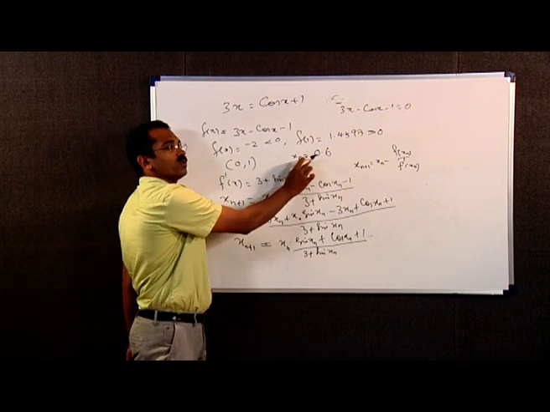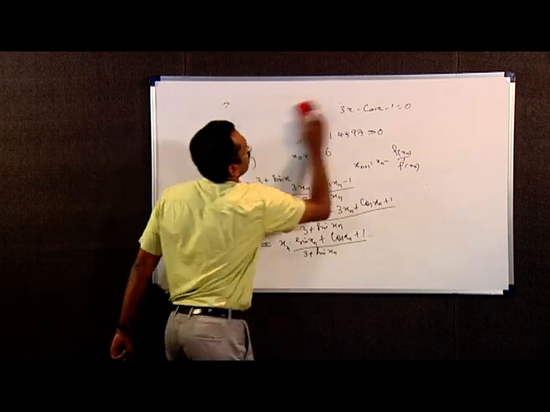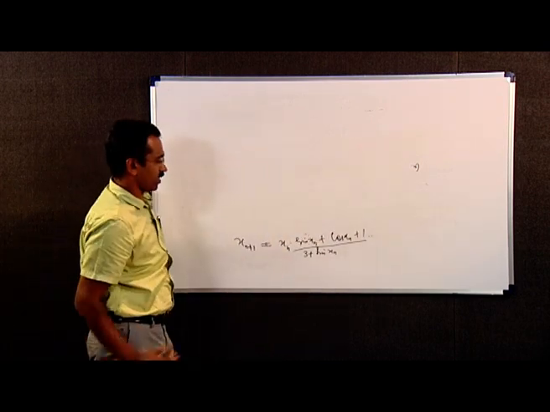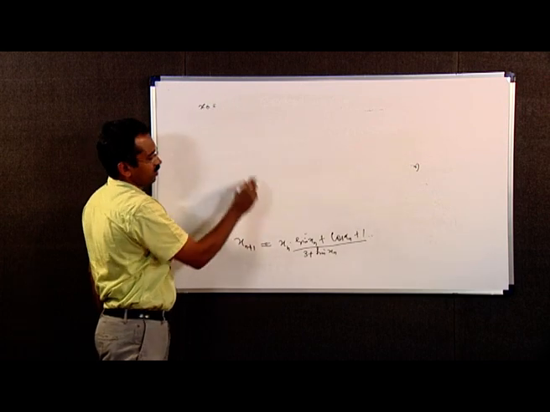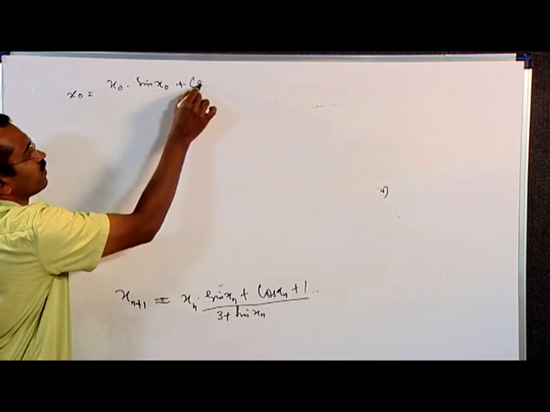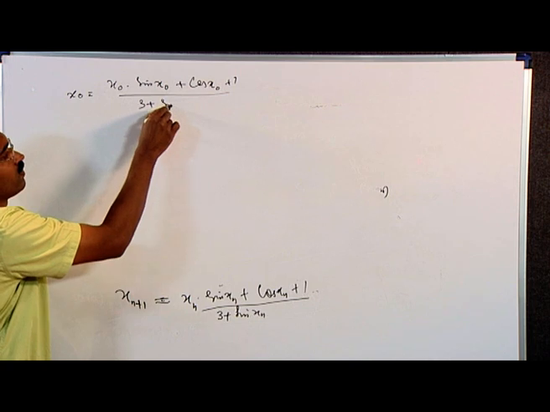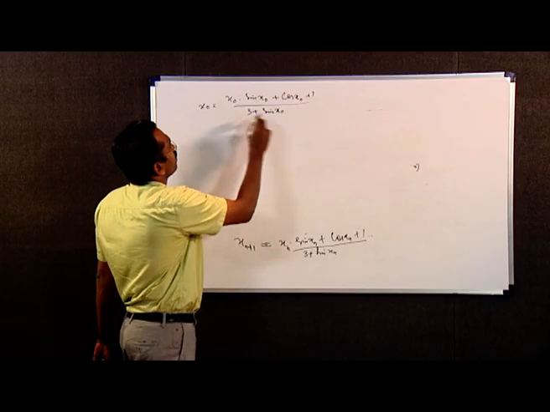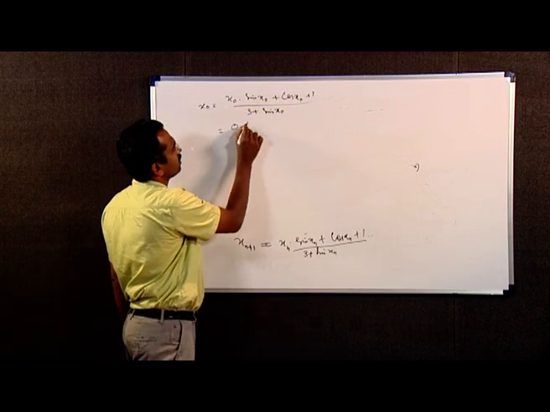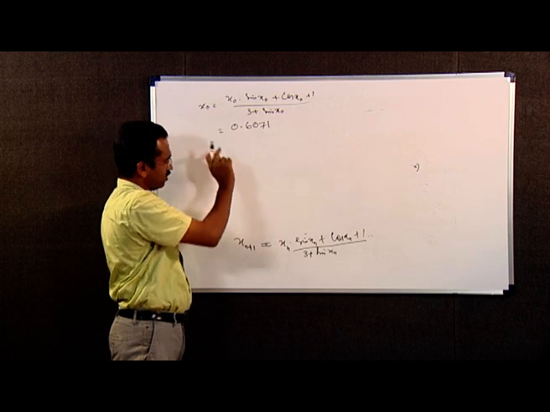Now, we put x naught equal to 0.6. We will get x 1 as x 1 is equal to x naught into sin x naught plus cos x naught plus 1 divided by 3 plus sin x naught, that is equal to, on simplification, we will get x 1 as 0.6071.